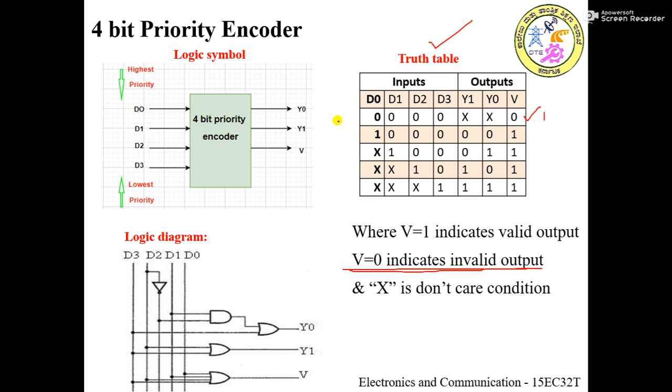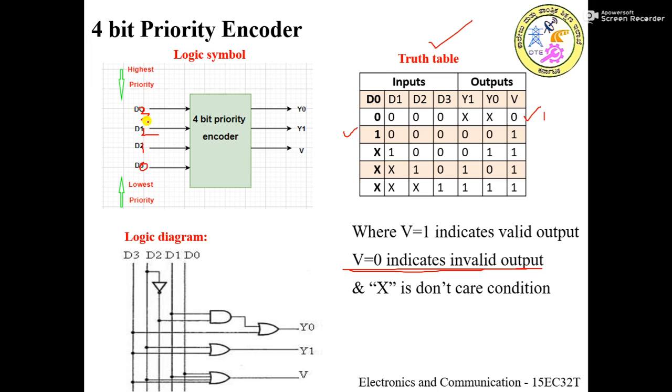Now let us consider the second case, D0 is 1, and the rest of the inputs are zeros, meaning D1, D2 and D3 bits are zeros. As we know, the MSB bit D3 has the highest priority, and D0 has the lowest priority. Actually, this is written in the reverse order. Please make a correction here. This bit should be D3, this one is D2, this one is D1, and this one is D0. Okay, D0 has the lowest priority and D3 has the highest priority.